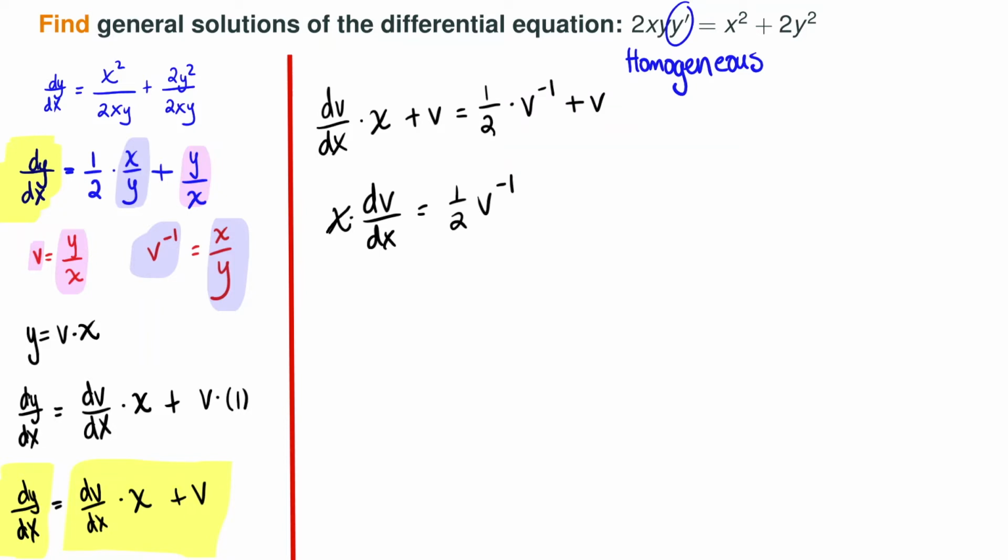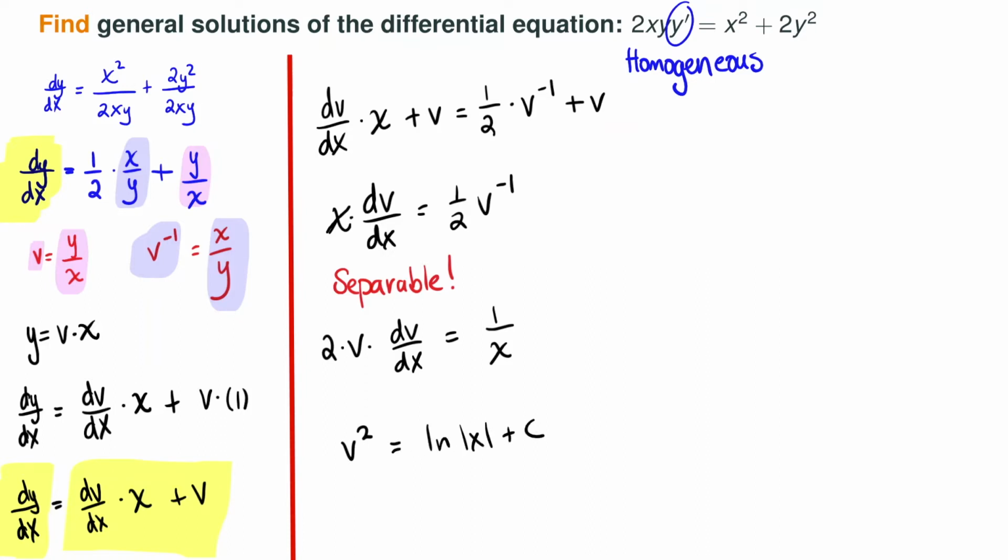Since our terms are only involving multiplication, we could easily separate this and get all the terms involving v to the left side, all the terms involving x to the right side, and we'll be looking at a separable differential equation. So rearranging the expression, we get 2 times v times our dv/dx is going to be equal to 1 over x. And now as we integrate both sides with respect to x, we will get v squared equals natural log absolute value of x plus c.